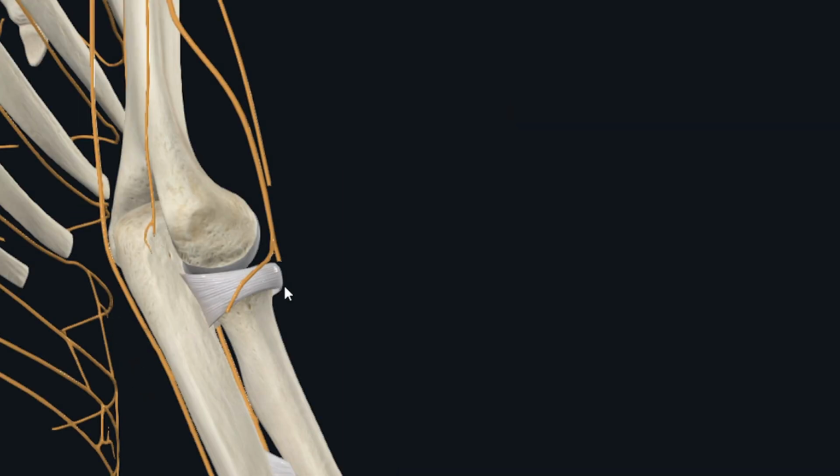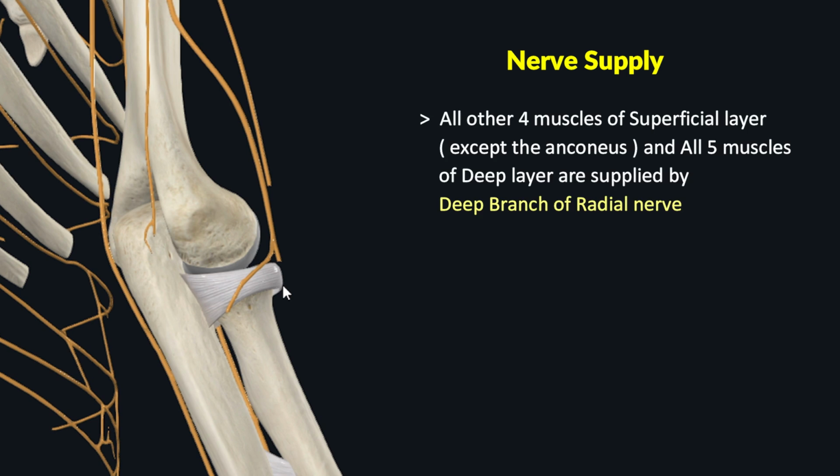Okay, so with that we have covered the origins, insertions and actions of posterior muscles of forearm. So now we will move towards the nerve supply of posterior compartment of forearm. As we discussed in the beginning of our tutorial, all of the muscles of posterior forearm except the anconeus muscle have got the same nerve supply. So that means all of the four muscles of superficial layer except the anconeus muscle and all of the five muscles of deep layer have got their nerve supply from the deep branch of radial nerve.